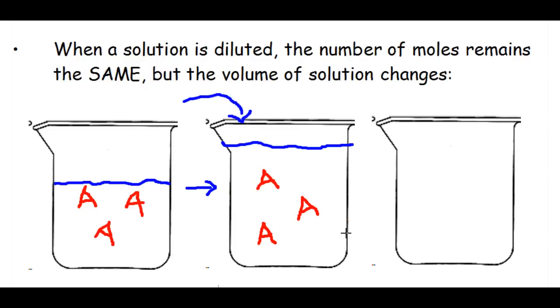I could also talk about evaporation in the same context. Let's say I evaporated some water. By evaporating water, I'm still going to have the same number of moles of my solute. So I'd still have, in this case, 3 particles of A, the same number of moles, just in a lower volume of solution. So by evaporating off my solvent, that reduces the total solution volume, and thereby increases the concentration.